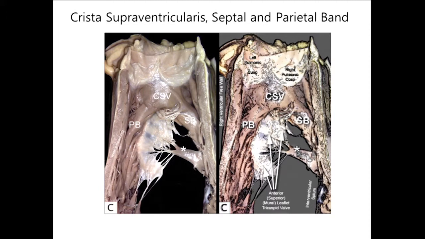and it continues towards the moderator band, making up the septomarginal trabecula. Together, the septal band and the moderator band make the septomarginal trabecula, along which the right bundle branch travels. The moderator band inserts in the base of the anterior papillary muscle.